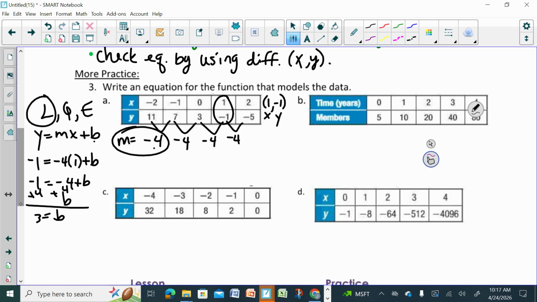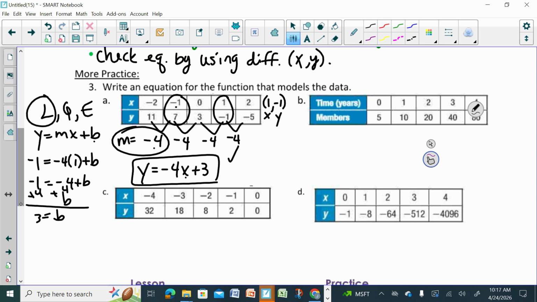So that's not my answer. My answer is y equals -4x plus 3. And if I test it, just to do a little quick mental math, if I test it with -1 and 7, if I plug -1 in for x, -4 times -1 is +4. +4 plus 3 is 7. It works. So it checks out.